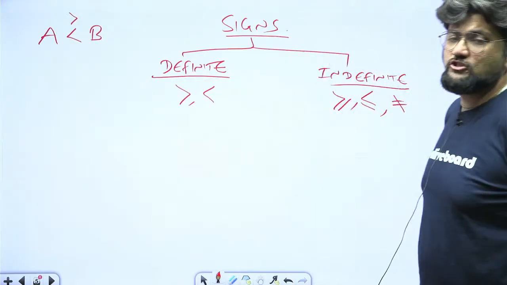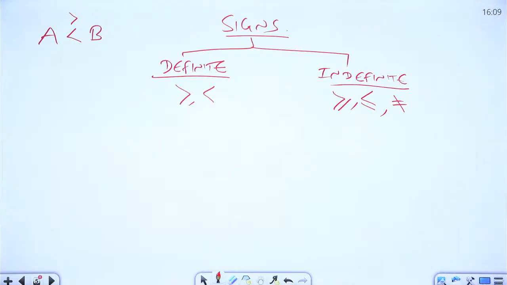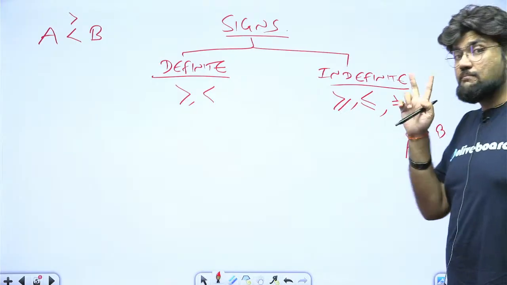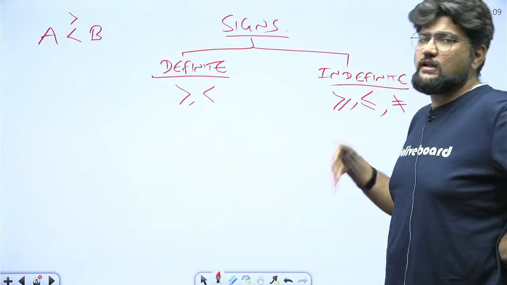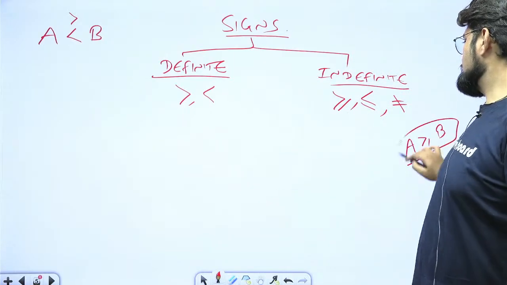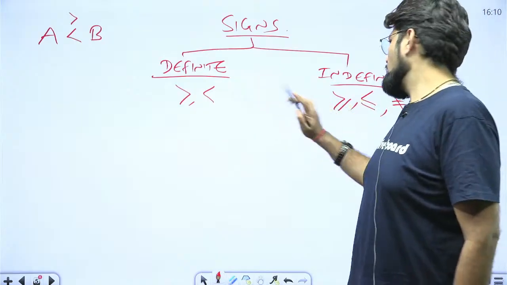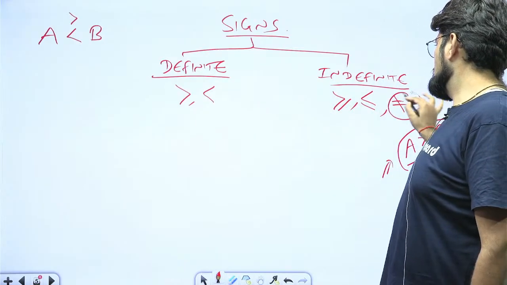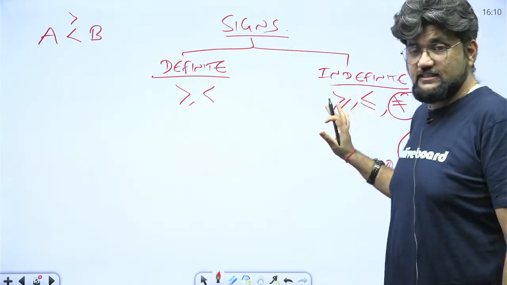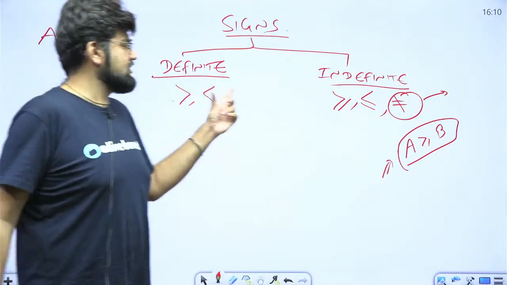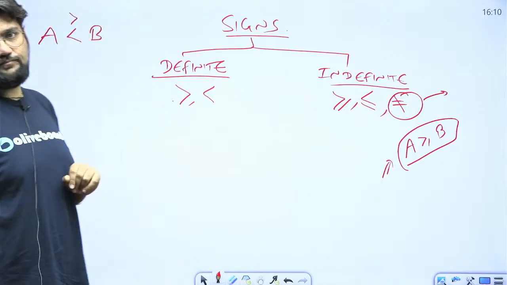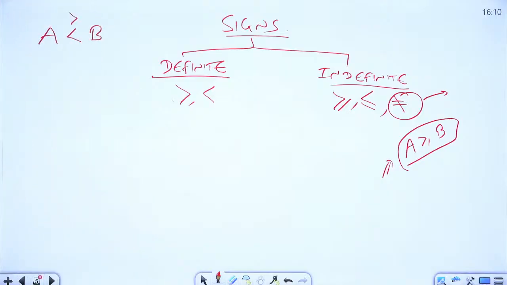Why indefinite? Because I am unsure. If I am writing A is greater than equal to B, I am saying A is either greater or equal to B. It can't be both. It will either be greater or equal. Both of them will satisfy this condition. So these are indefinite. So for us, again, we will not pay importance to this one. This is not important for us at this stage. At this stage, you will not see questions from not equal to. So what is important for us? Greater than, less than, greater than equal to, less than equal to. Okay, this is how we will approach the question.